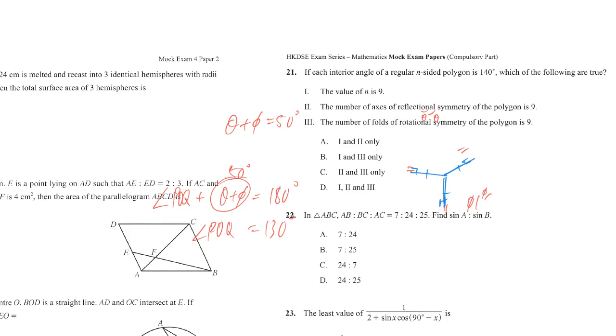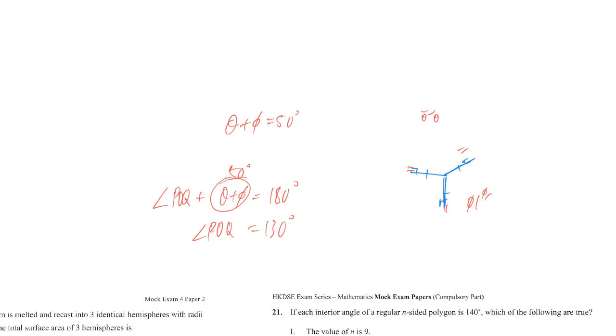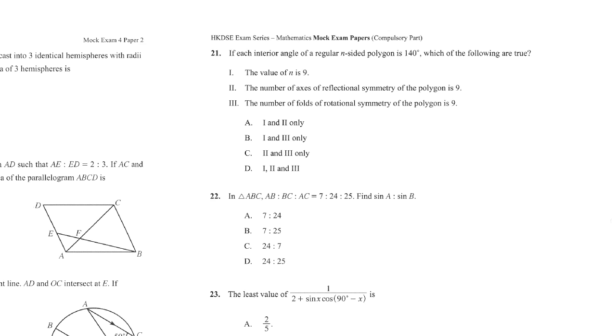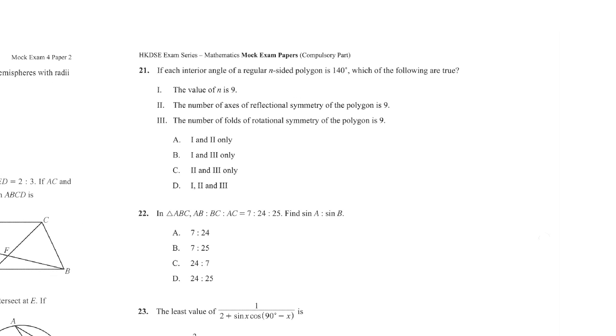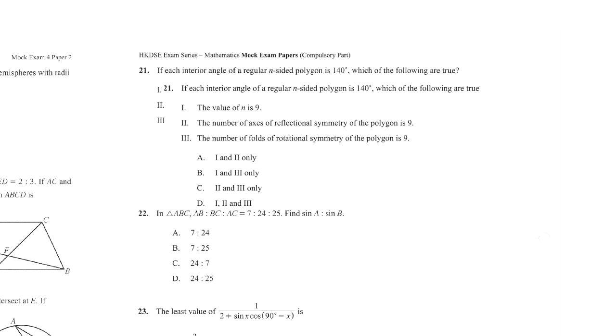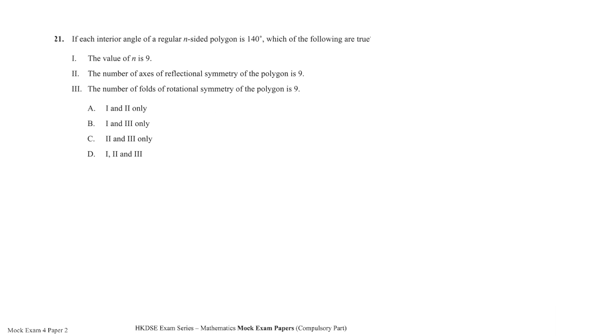Sorry, 21. 21, can you get the first one? Yes. What have you done? Alright, they say interior angle. So we know the sum of interior angles is equal to n minus 2 times 180 degrees. You remember this, right?